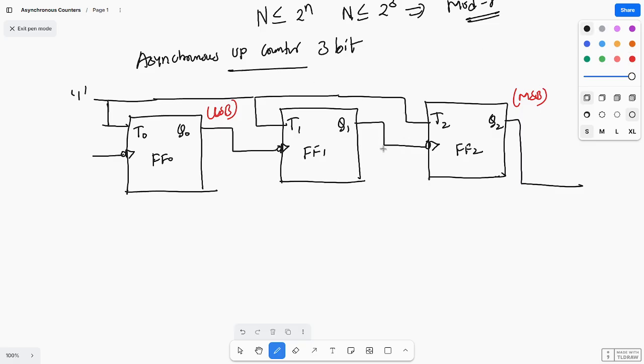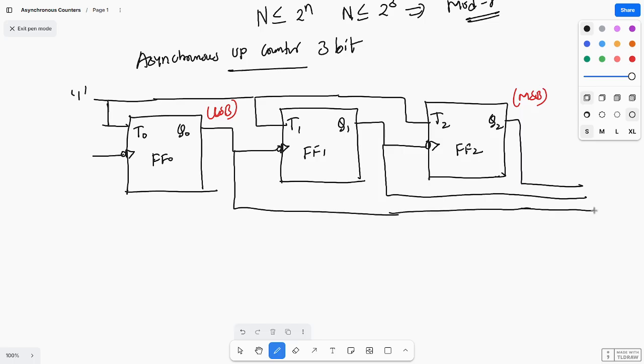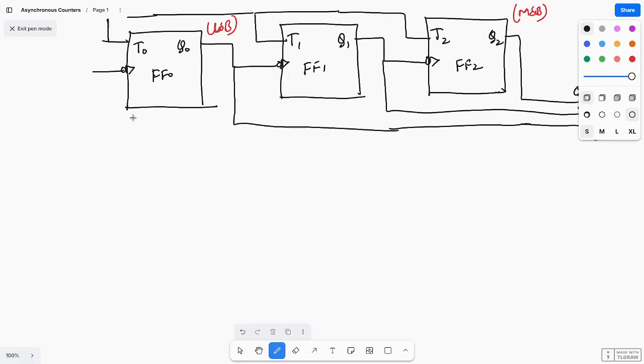Okay, so this one you are taking out, and Q0 you are taking out. So this is nothing but my counter output. So this is Q2, Q1, and Q0. Okay, so first, here I will write the counts, and I will analyze this one.